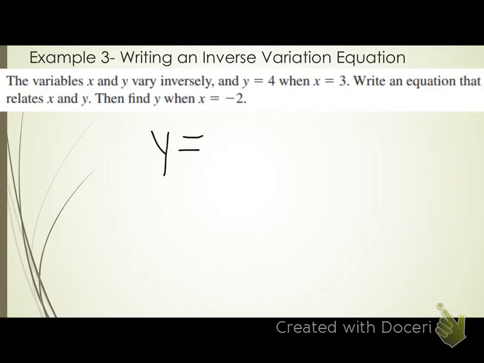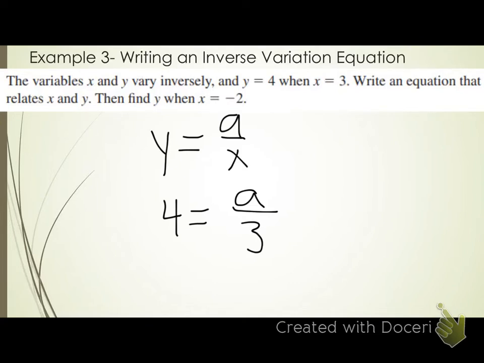Y equals a over x. So this is the formula I'm using. From here, it's just plugging in values. It says y equals 4 when x equals 3. What do you think I'm going to do with these values? Plug them in. So what are we plugging in for y? 4. What are we plugging in for a? Nothing, so it just stays as a. What do we plug in for x? 3. There's my equation.